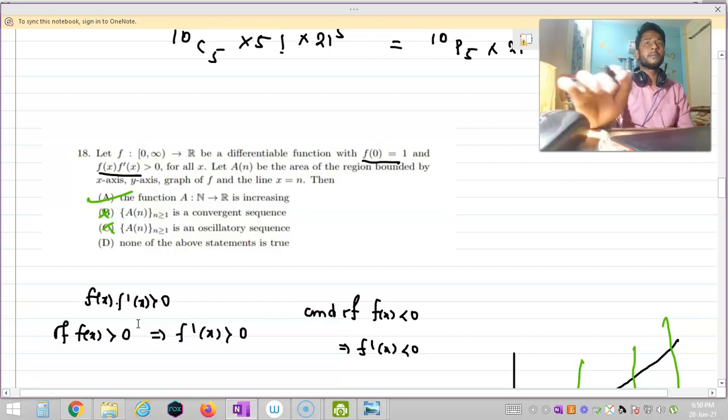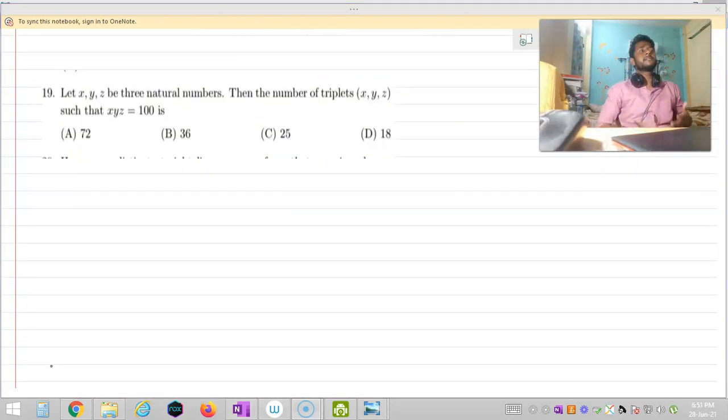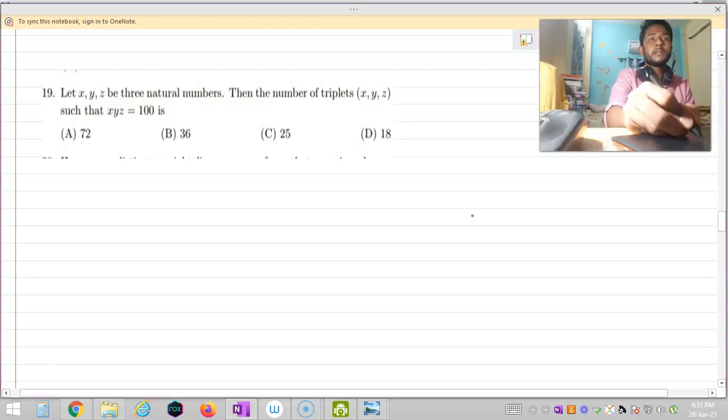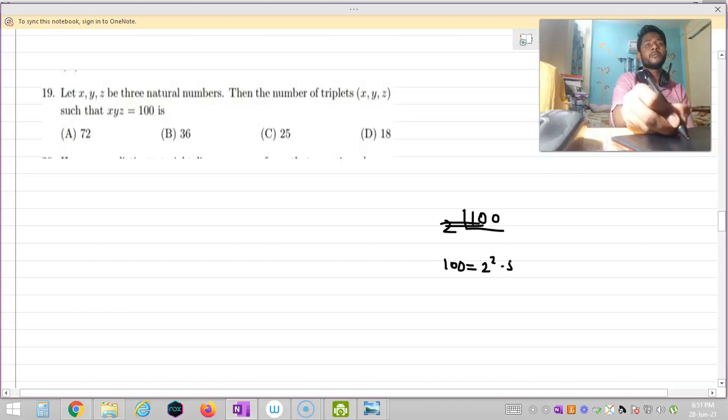Now let us solve question number 19, which says: x, y, z are three natural numbers, then find the number of triplets (x, y, z) where x times y times z satisfies the condition x·y·z = 100. First of all, let us factorize 100. I am going to find the prime factorization of 100. So I can write 100 = 2^2 × 5^2.